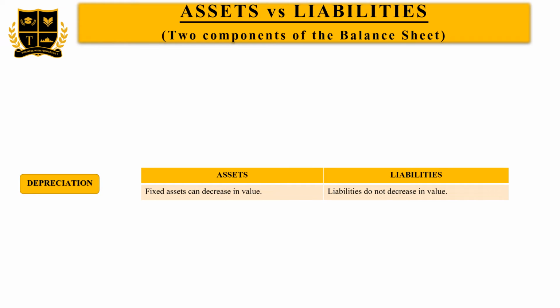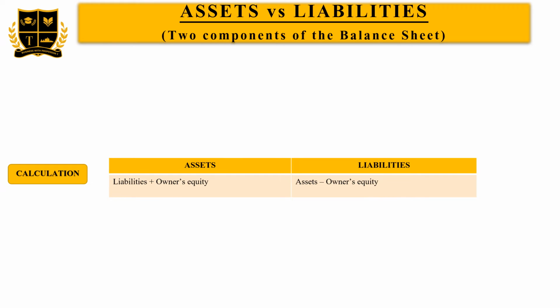Now we look at depreciation and start to contextualize it a little bit more. When looking at depreciation, there are different accounting treatments that you use for assets and liabilities, but the basic concept is this: fixed assets can decrease in value. However, liabilities do not decrease in value. Now we look at the calculations for the two components. There are numerous equations, but the most straightforward and simplest calculation is assets equals liabilities plus owner's equity, and for liabilities it is assets minus owner's equity.